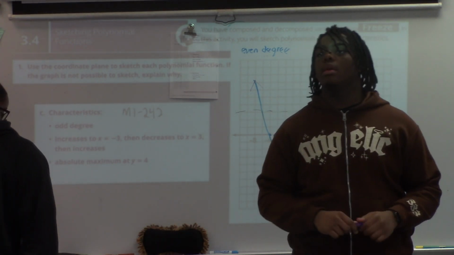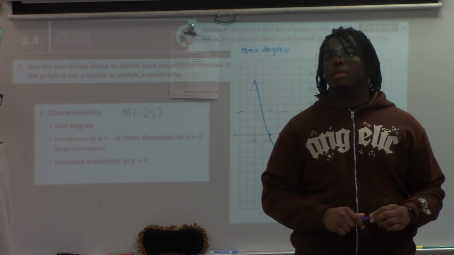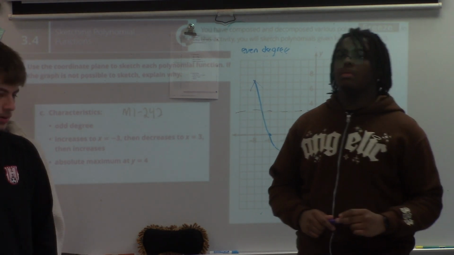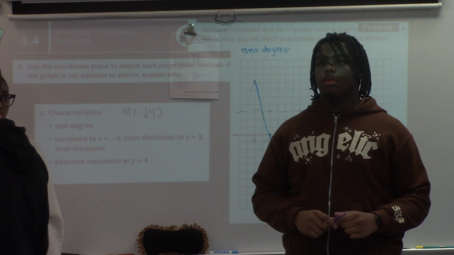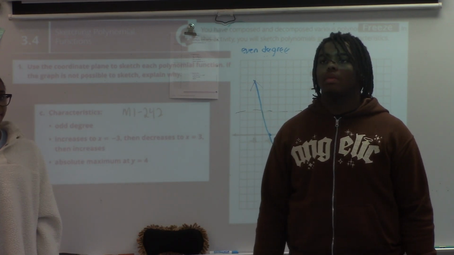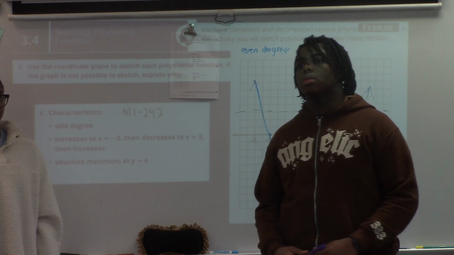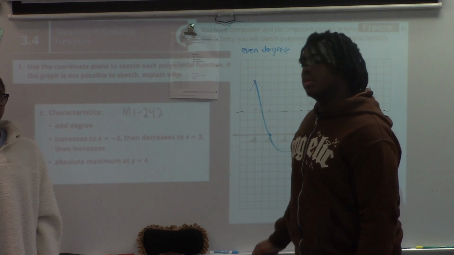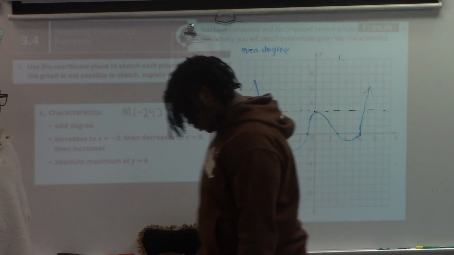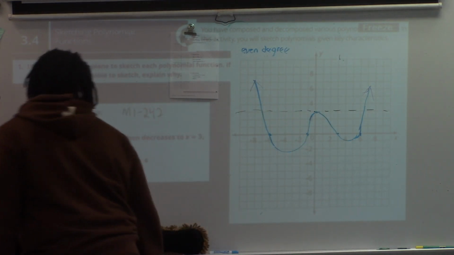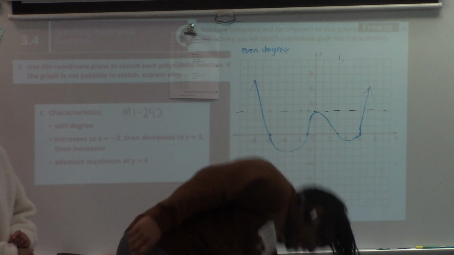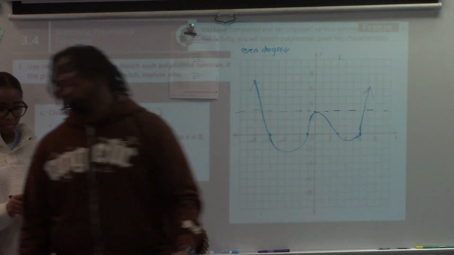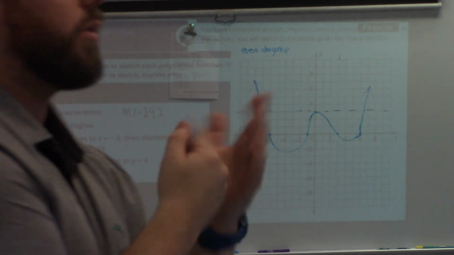Still has 4 x-intercepts, right? Notice it doesn't have 4 roots or zeros. How many roots or zeros would this probably have? 6, right? As long as it has 4 x-intercepts. So again, what I want to emphasize is, for these, if you're not sure, then you're stressing yourself too much. Just make sure you fit the characteristics.